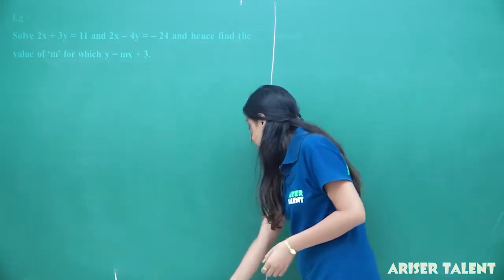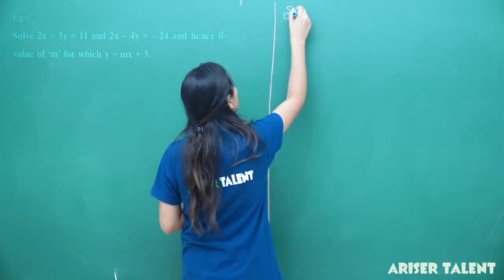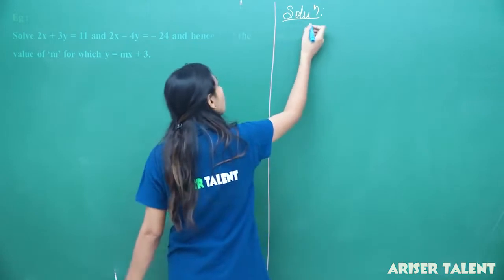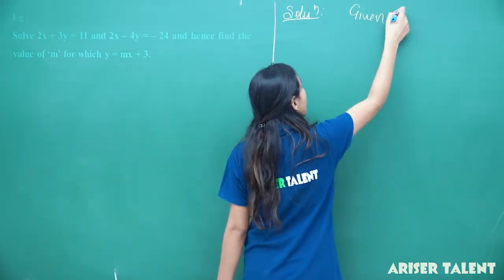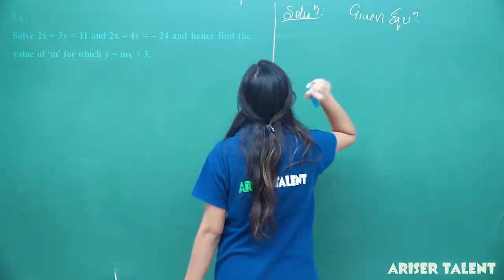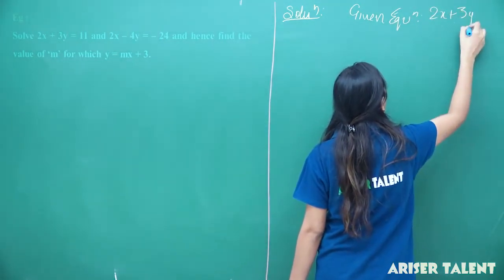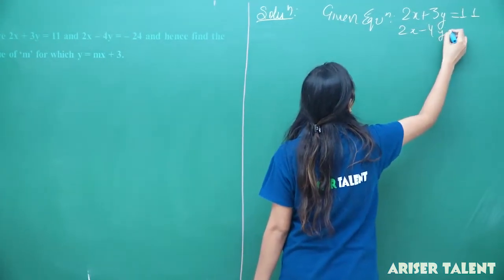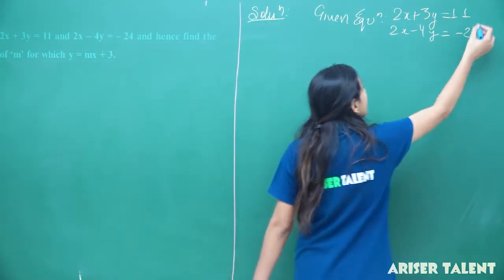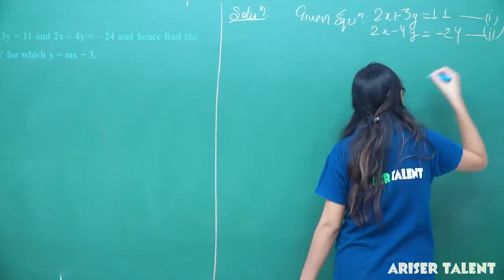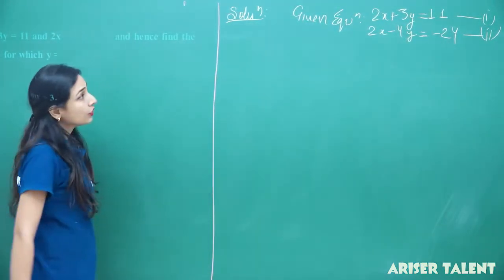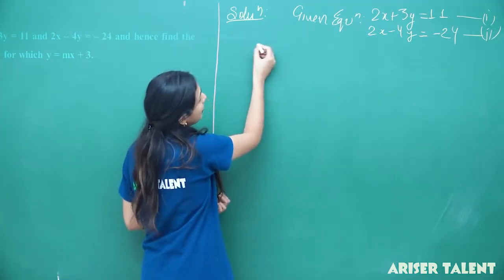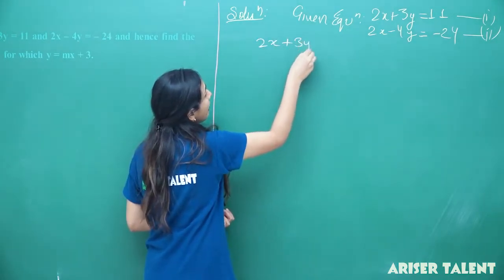Okay, so here's the solution part, which is, I have told you what you have to do. Given equations you have to write. So the given equations are what? 2x plus 3y equals 11 and 2x minus 4y equals minus 24. This is your equation 1, this is your equation 2, like any other question. Now what you have to do? So the first thing is 2x plus 3y equals 11.